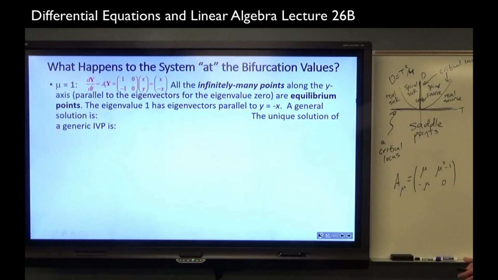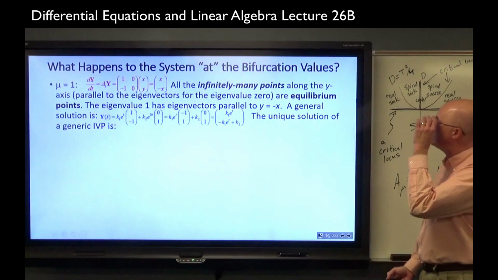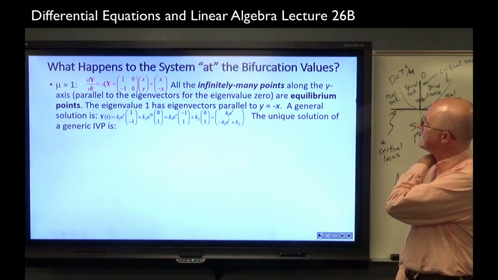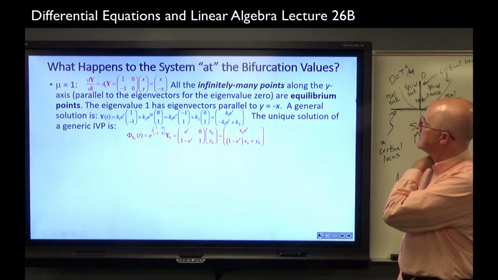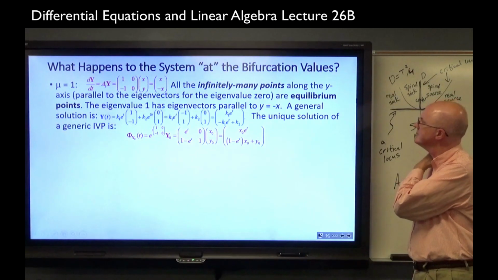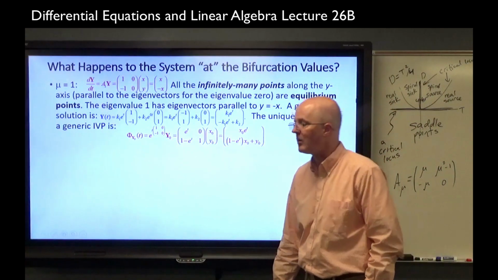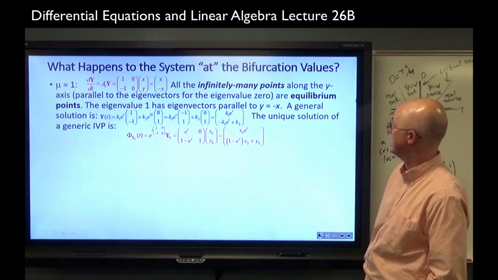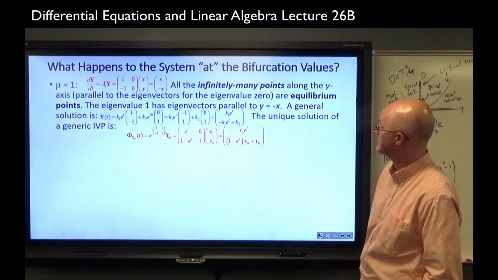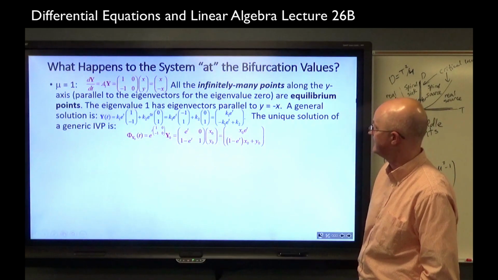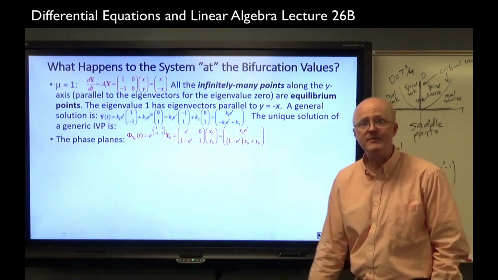At the other bifurcation value, mu is 1. This is the system. Once again, you get infinitely many equilibrium points along the y-axis. This is similar to case 1, except the other eigenvalue is positive 1 now instead of negative 1. That's the main difference between this mu equals 1 and the mu equals negative 1 case. What do the phase planes look like?